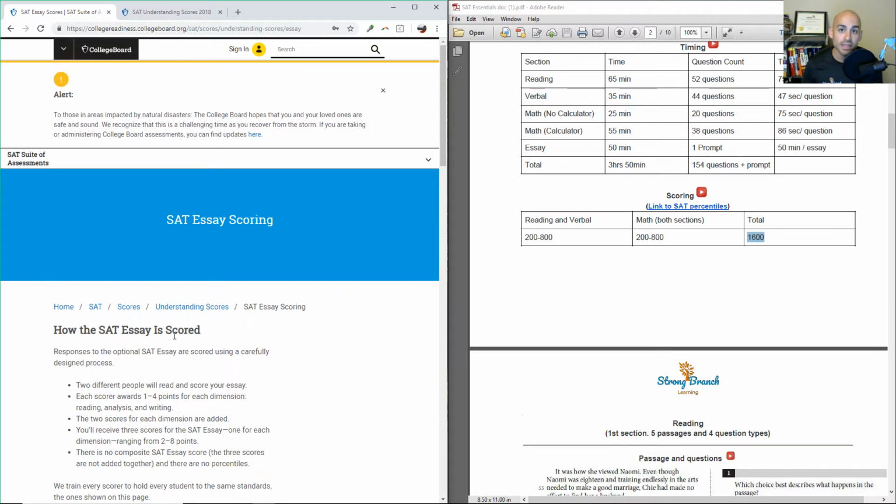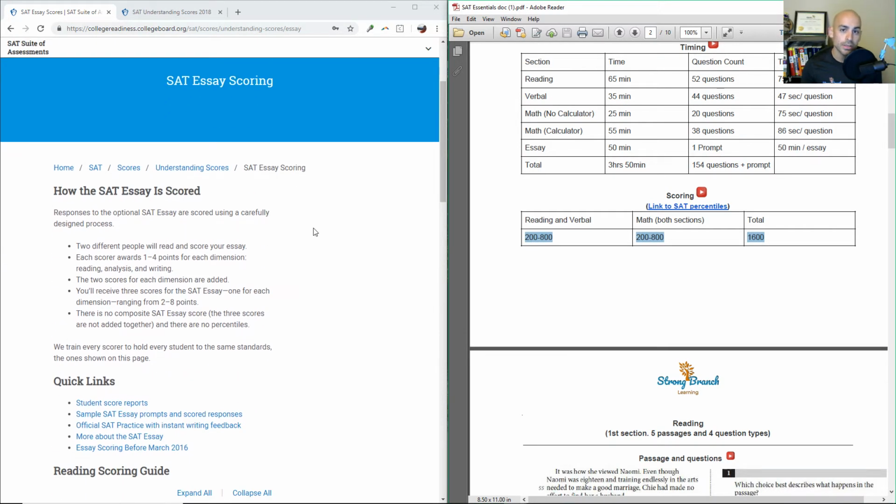So let's get into SAT scoring for the essay. The essay is not combined to factor into your 1600 score. It is a completely different report, and it's on a scale of 2 to 8. That's achieved by two people reading your essay, and they each individually give it a score of 1 to 4. And then that is added together to give you a total score of 2 to 8.